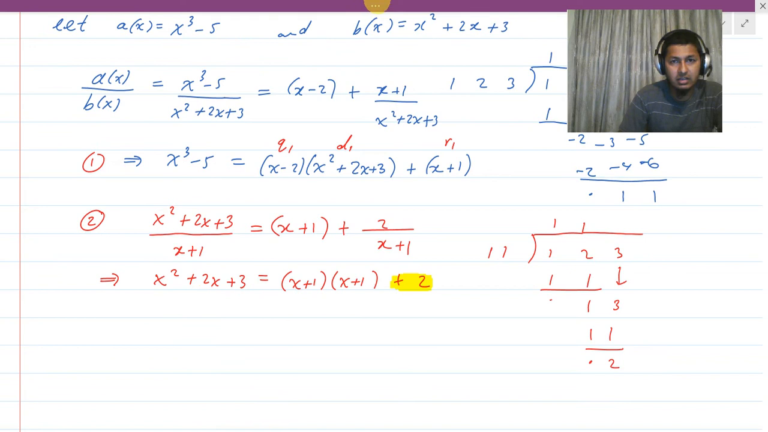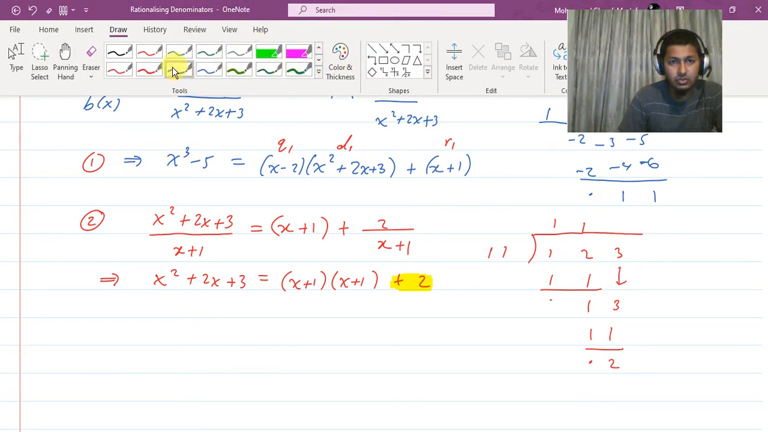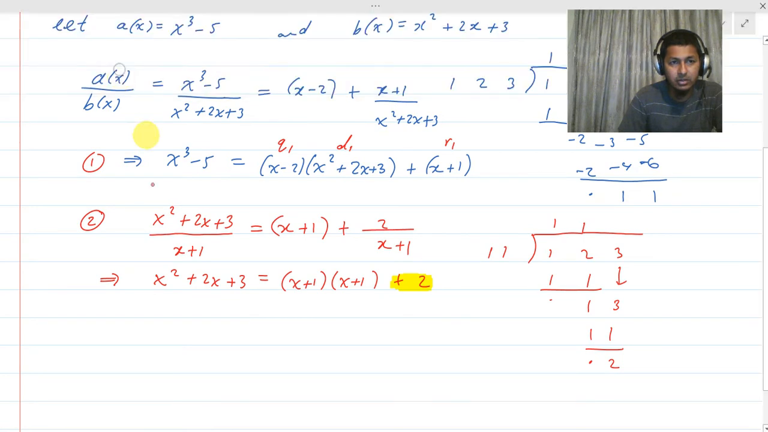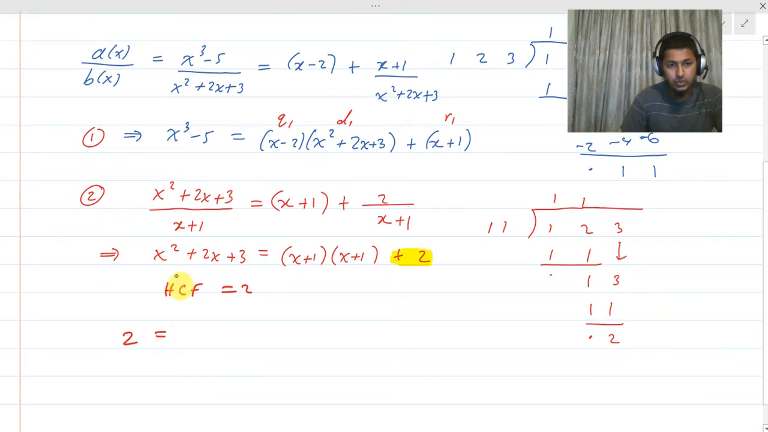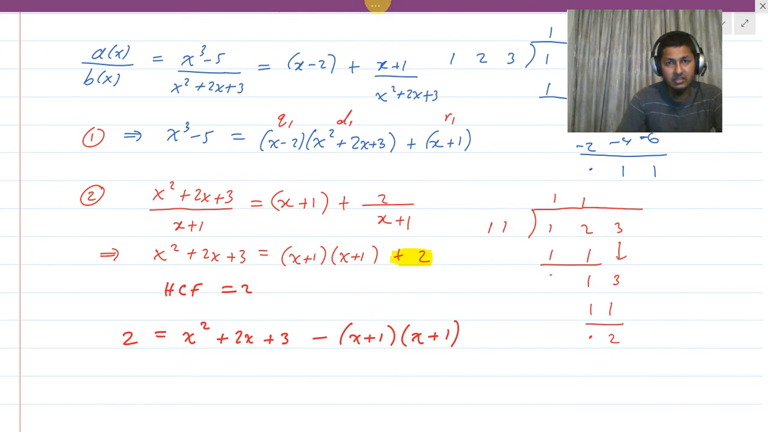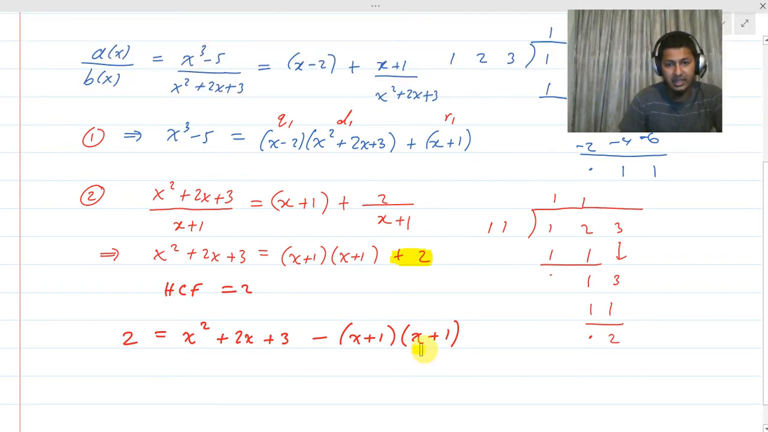So what we can say now is that the HCF is equal to 2 between a of x and b of x. So we write 2. So what we know is that HCF is equal to 2. So make 2 the subject of the formula. So we can say 2 is equal to x squared plus 2x plus 3 minus x plus 1 into x plus 1. Now this x plus 1 is a further expansion from equation 1.